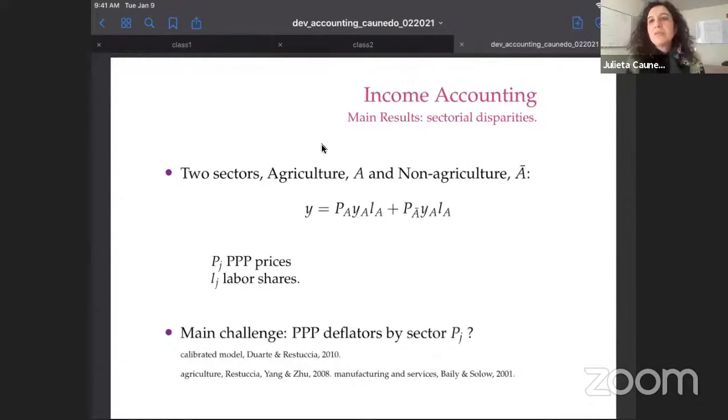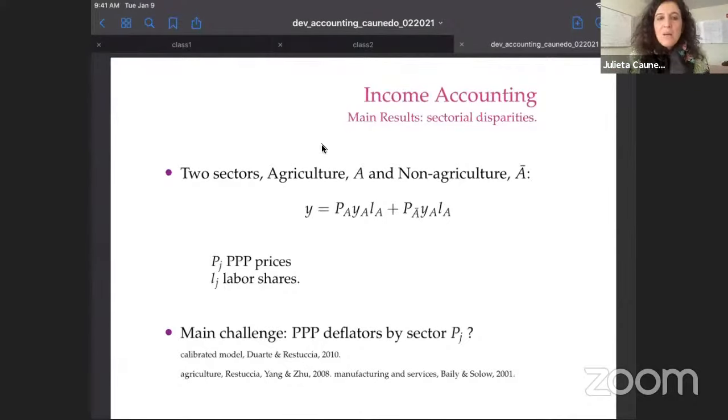So far, we have been thinking of an economy as a homogeneous unit, okay, where the production technology is what it is. But we know that there are sectoral disparities, right? The production in agriculture is not the same as in non-agriculture. Potentially, the production of tradables and non-tradables is different. So I'm going to follow here the exercise that Caselli did, and I'll tell you why this is important. It's not arbitrary that we're picking agriculture and non-agriculture.